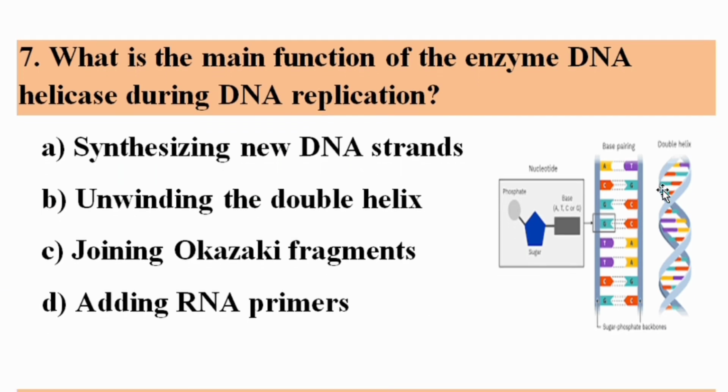What is the main function of the enzyme DNA helicase during DNA replication? The right option is beta. Unwinding of the double helix.